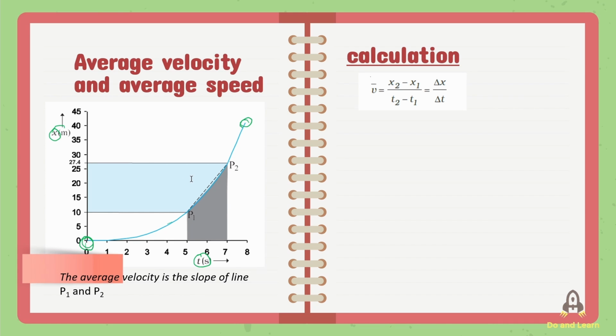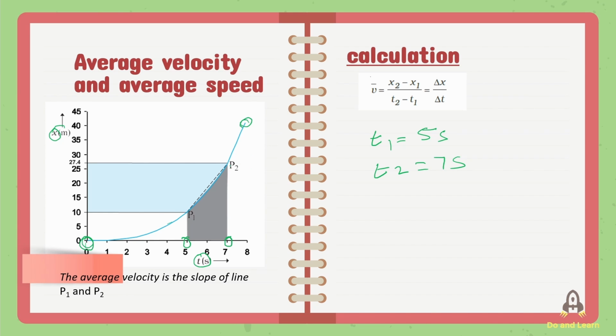It is defined as the change in position or displacement divided by the time interval in a particular time interval. So we are considering the time interval between 5 seconds and 7 seconds. So we can say that time t1 is 5 seconds and time t2 is 7 seconds. We are considering the displacement between 5 and 7 seconds.